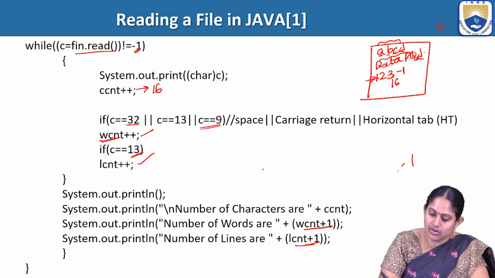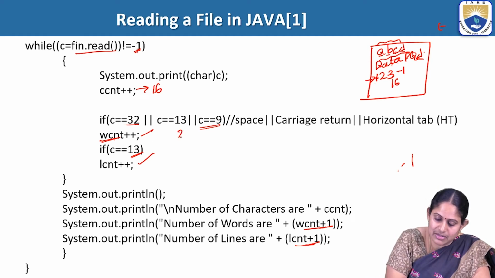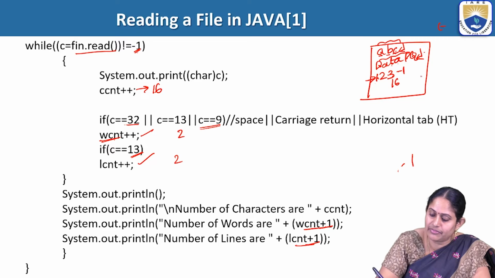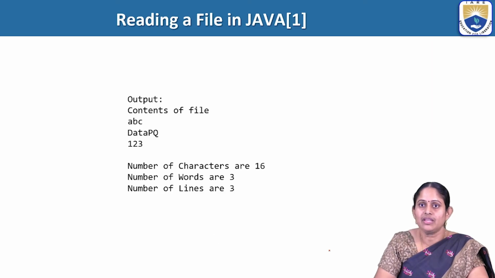So hence we got line number as 3. We'll get line number and word number as 2, but it will definitely contain one more line. So we get this as 16. This will be 3 and this will be 3. So that's why we get all these outputs.